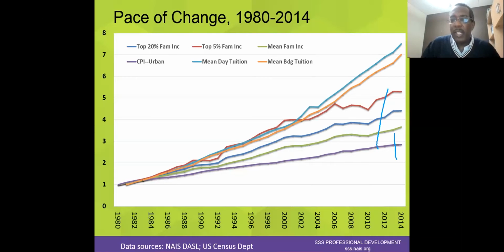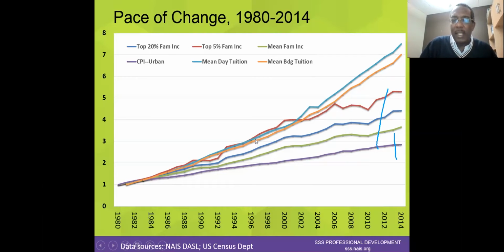If you can see here, this red line shows the change over time in the average income of families in the top 5% of income earners in the country. I wanted to highlight the top 5% because this is typically the sliver of families where most schools' full pay families would come from.